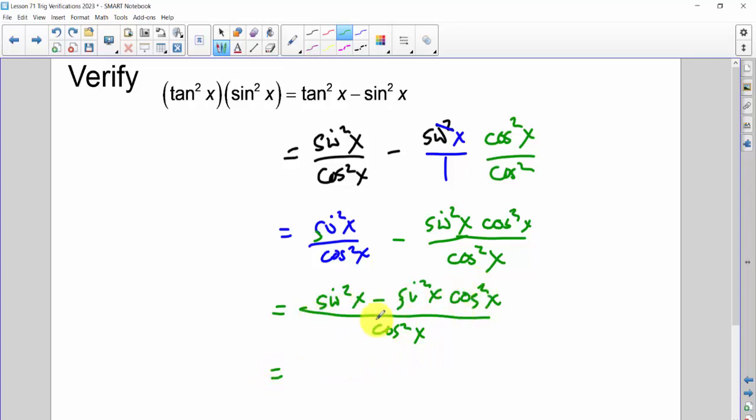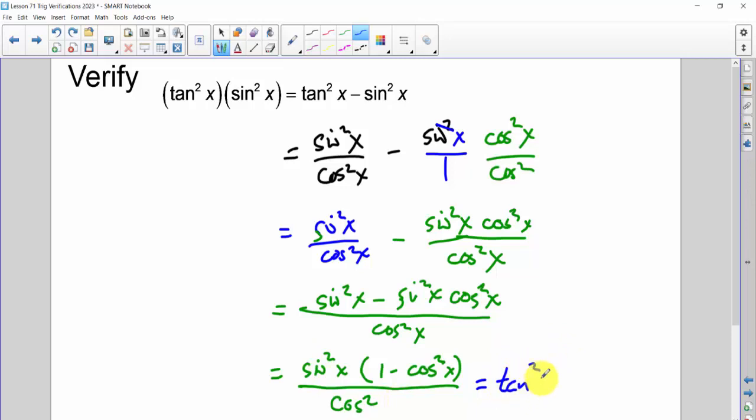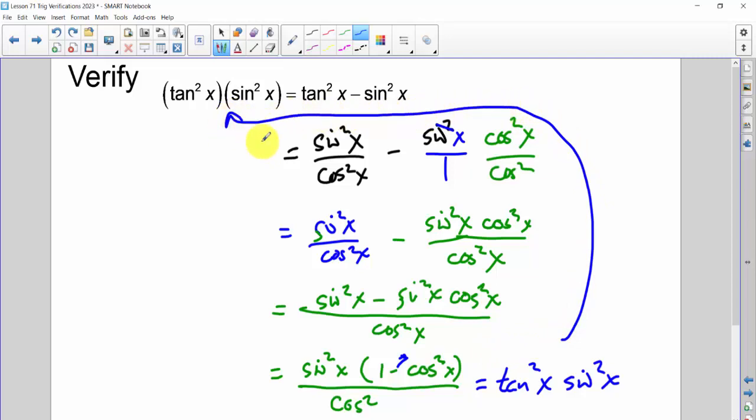Notice I can factor this because they aren't like terms, but I can pull out a sine squared. And I'm left with 1 minus cosine squared, which should be ringing some bells at this point. I know that sine squared over cosine squared is tangent squared. And I know that 1 minus cosine squared is sine squared. And notice what we're trying to get to.